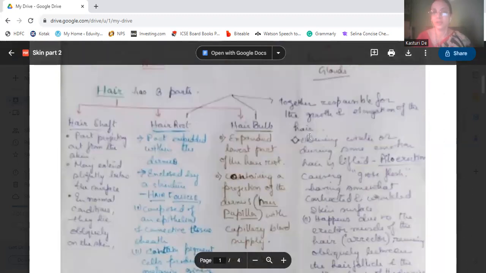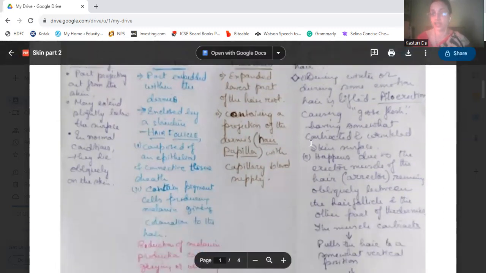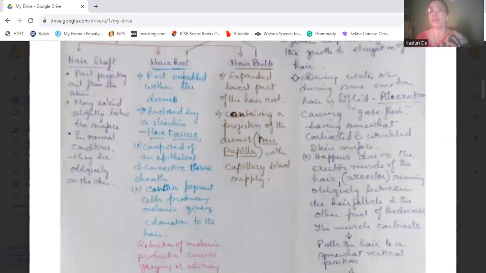Now, see, during winter, what happens? We have heard about goosebumps. When we get goose flesh or goosebumps, when one feels cold or during too much fear, during any emotion, hair is lifted. That is known as piloerection. So pilo means hair. So hair becomes erected. Now that causes goose flesh, having somewhat contracted and wrinkled skin surface. The skin surface becomes wrinkled.